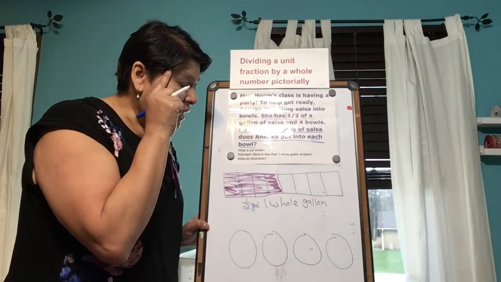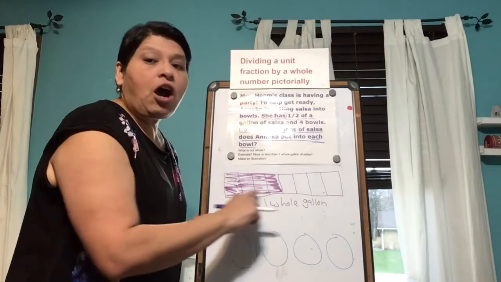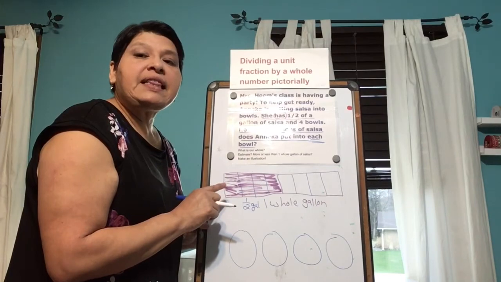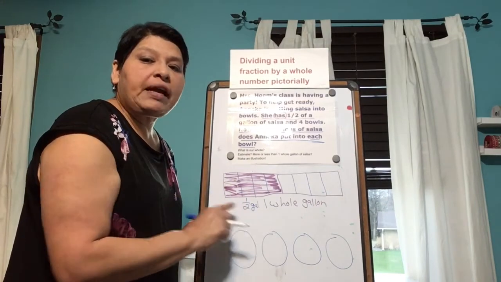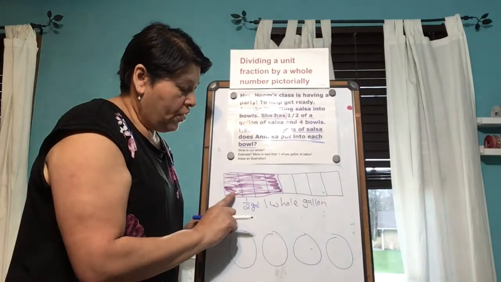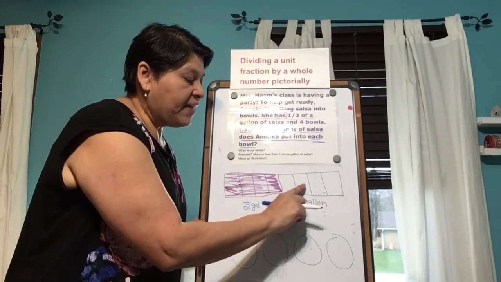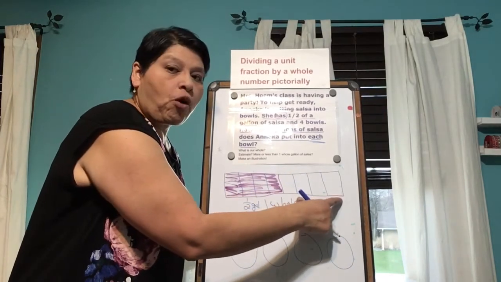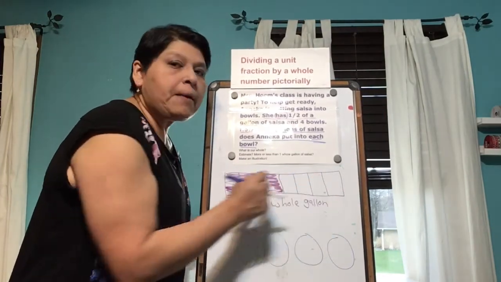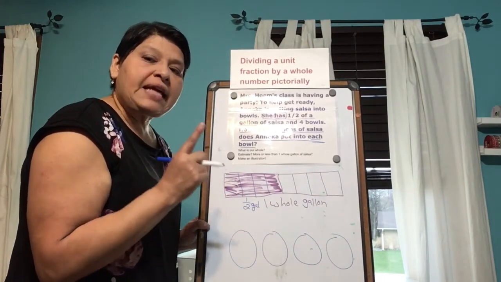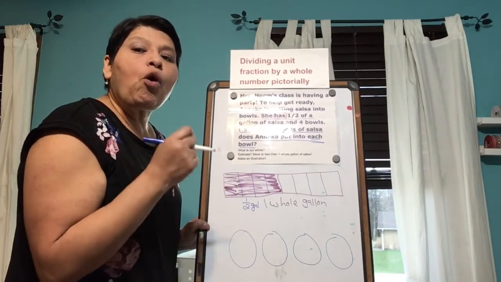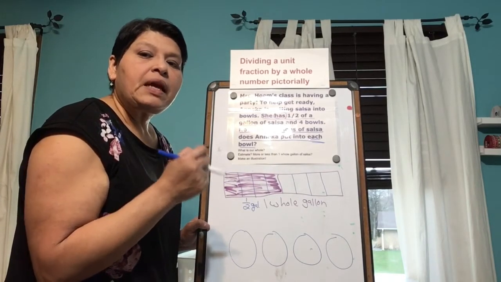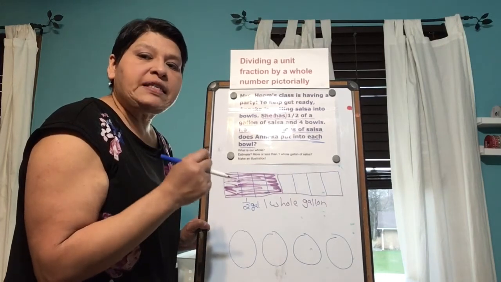Now I need to think. How many pieces are in the whole? Let me repeat that. You need to think. How many pieces are in the whole? There's 1, 2, 3, 4, 5, 6, 7, 8. There was 4 here, and I had to make 4 here. So there are 8 pieces in the whole. Is that going to be your numerator or your denominator? Yes, that is going to be your denominator.